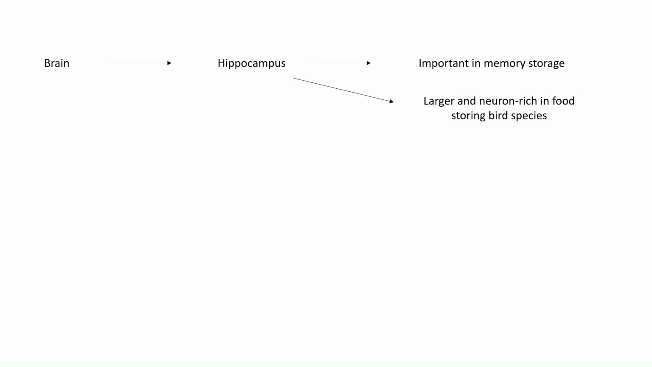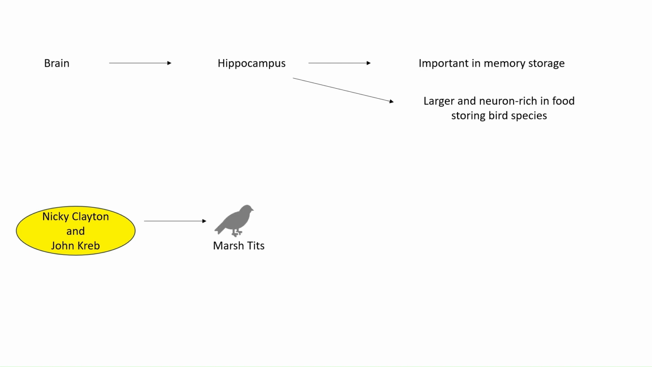Now, what happened inside the brain is that the brain consists of a segment known as the hippocampus. This particular segment is very important in memory storage. And it was observed that the hippocampus is larger and neuron rich in the species that store food in nature. Now, Nicky Clayton and John Krebs worked on marsh tits. Marsh tits are also a kind of food-storing bird.